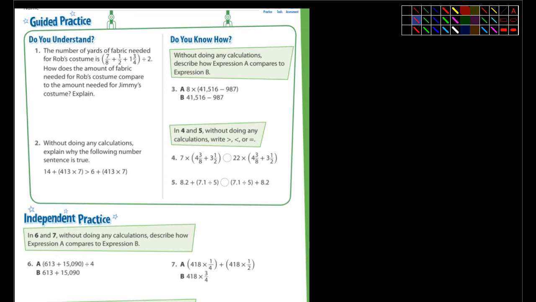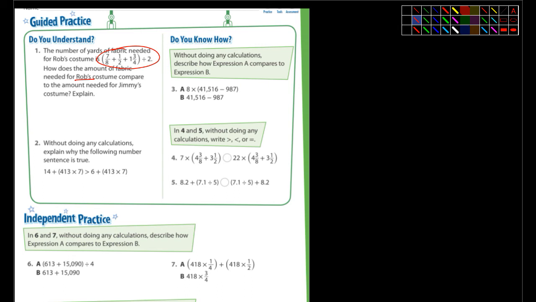Let's see here. The number of yards of fabric needed, so this is going back to the Captain America costume, for Rob's costume. So Rob is a third party here. We're not talking about Jimmy. We're not talking about Jimmy's dad. We're talking about Rob. And it says, how does the amount of fabric needed for Rob's costume compare to the amount of fabric needed for Jimmy's costume? Explain.